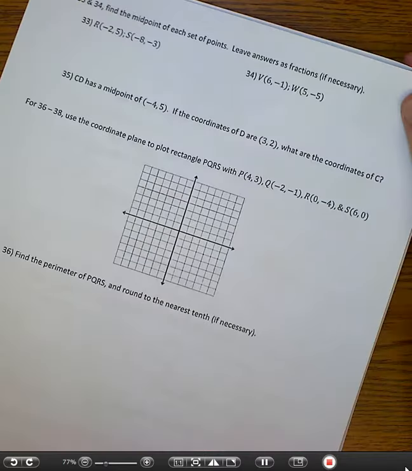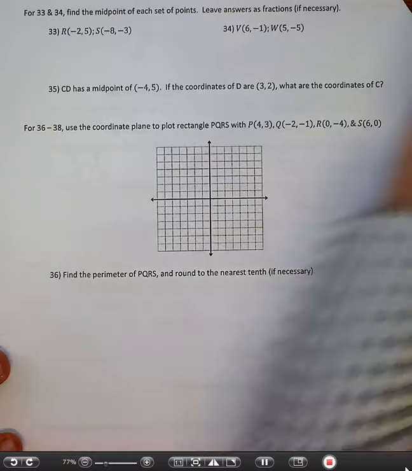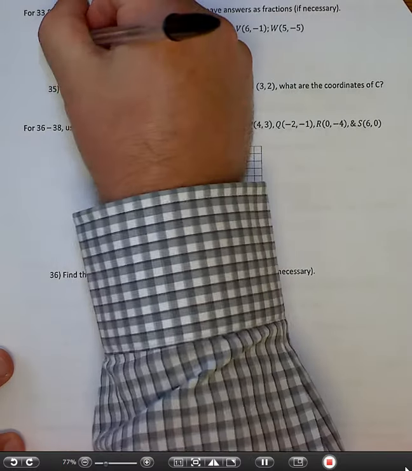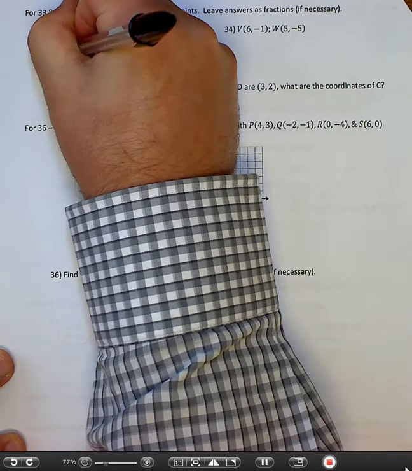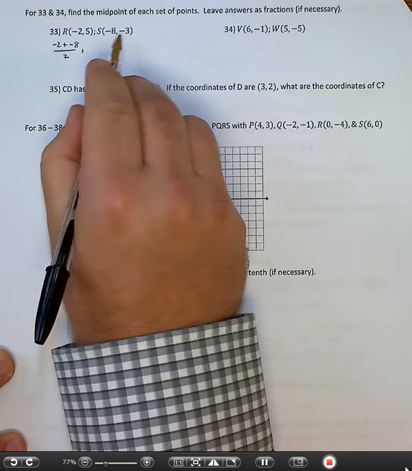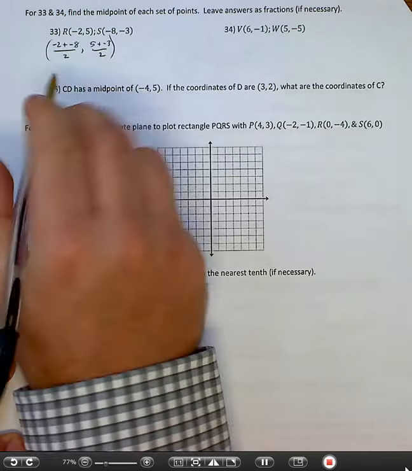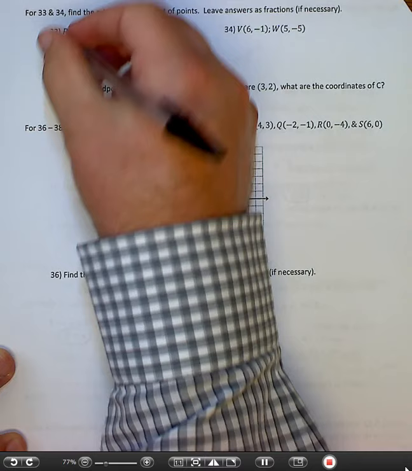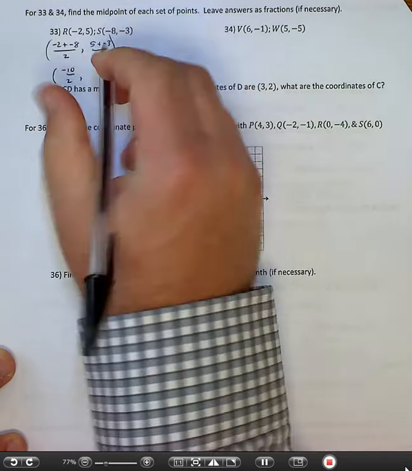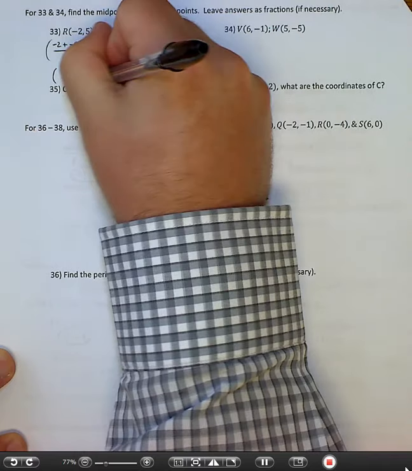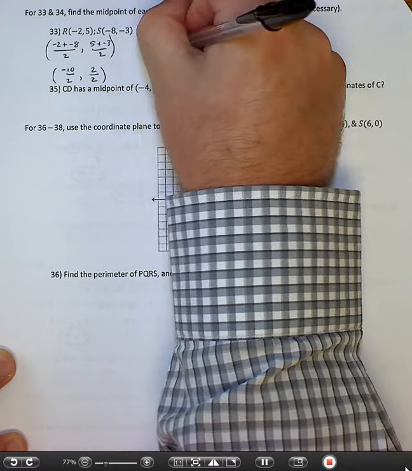33 and 34 are midpoint. Okay, so midpoint is average. Think average. So all you're going to do is add the x's. So -2 plus -8 divided by 2, and then you're going to add the y's. 5 plus -3 divided by 2. And notice it's a point, so it's like coordinates. So I'm going to simplify. -2 plus -8 is -10 divided by 2. 5 plus -3 is 2 divided by 2. And now I'm just going to simplify all the way. That's -5, 1.